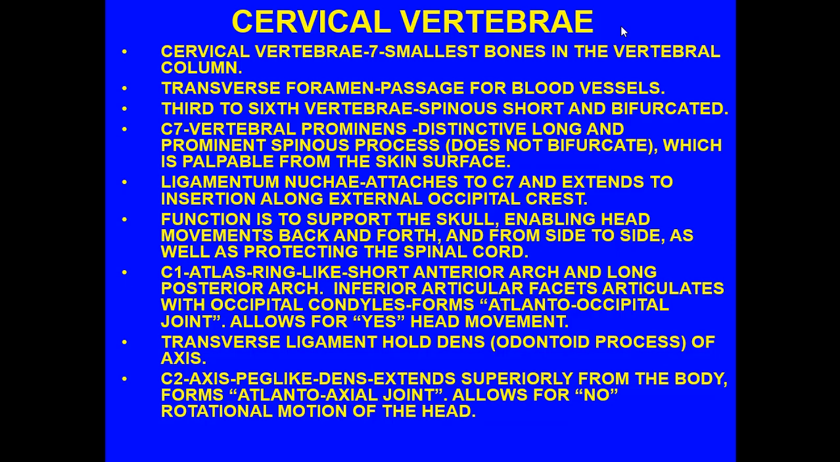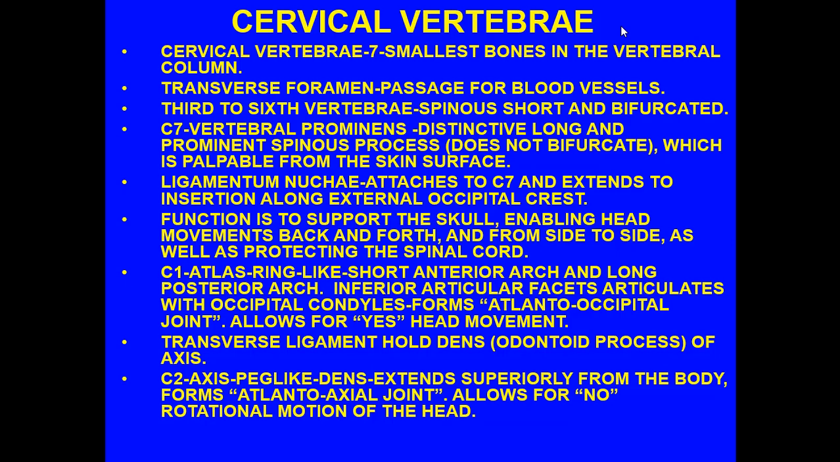C1, atlas. Ring-like, short. Basically, it has an anterior arch and a long posterior arch. It's basically the bone on which the world, like Atlas, sits. In this case, it's the skull. The inferior articular facets articulate, that is, come in contact with the occipital condyles. This is where you form the atlanto-occipital joint. It allows you to make the yes movement, up and down.